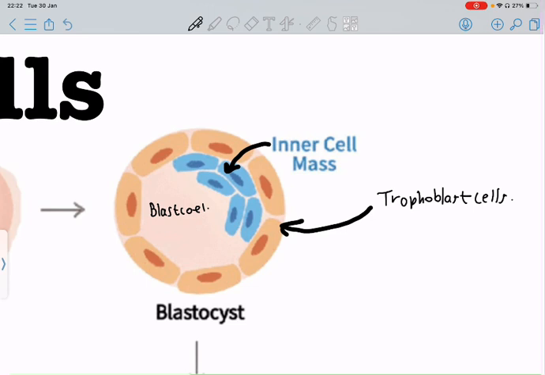And the inner cell mass, which we have labeled in blue color, is basically what forms the embryo. So this will become the embryo, and the outer cells, which is this region, known as the trophoblast cells, will form the placenta.